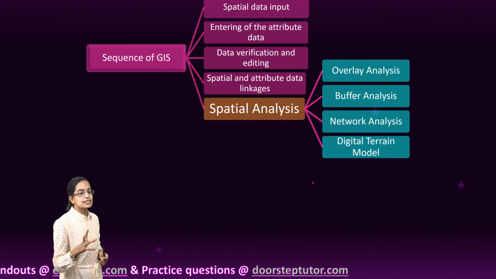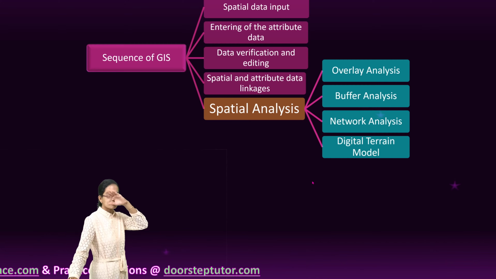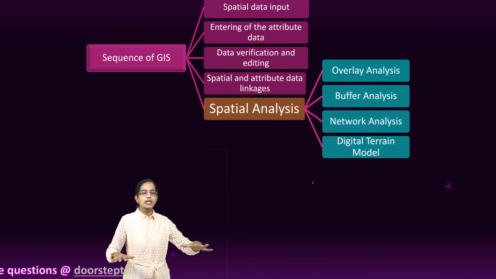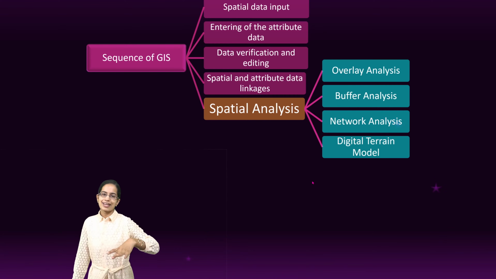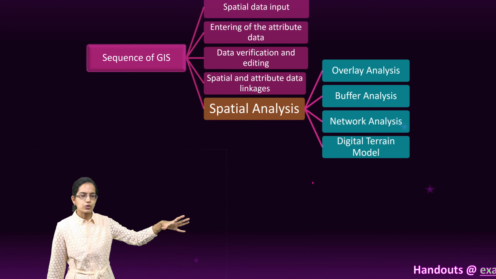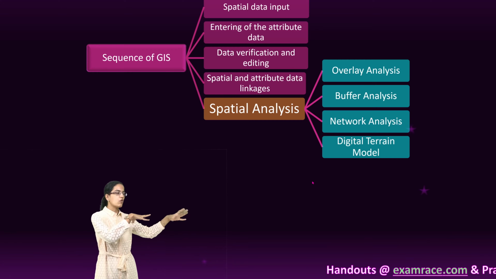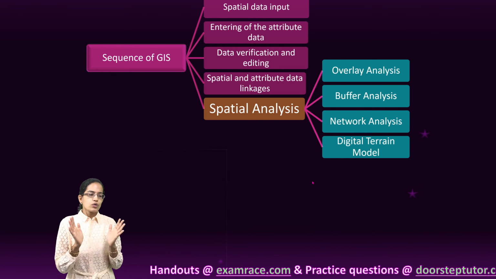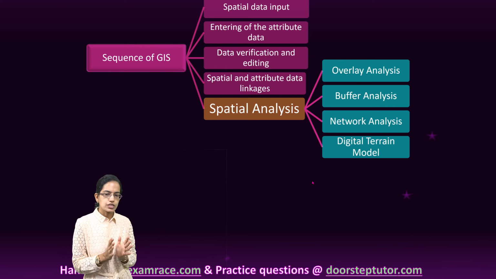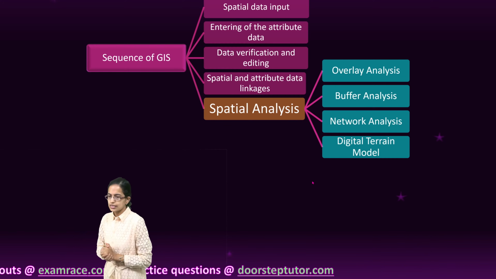The next is a digital terrain model. Digital terrain model helps us to analyze what kind of physical relief features are present, whether it is a low-lying area, a hilly area, a plateau area, and based on the area, what kind of activities are present can be further analyzed. So, all of those are some of the ways through which spatial analysis can be done.